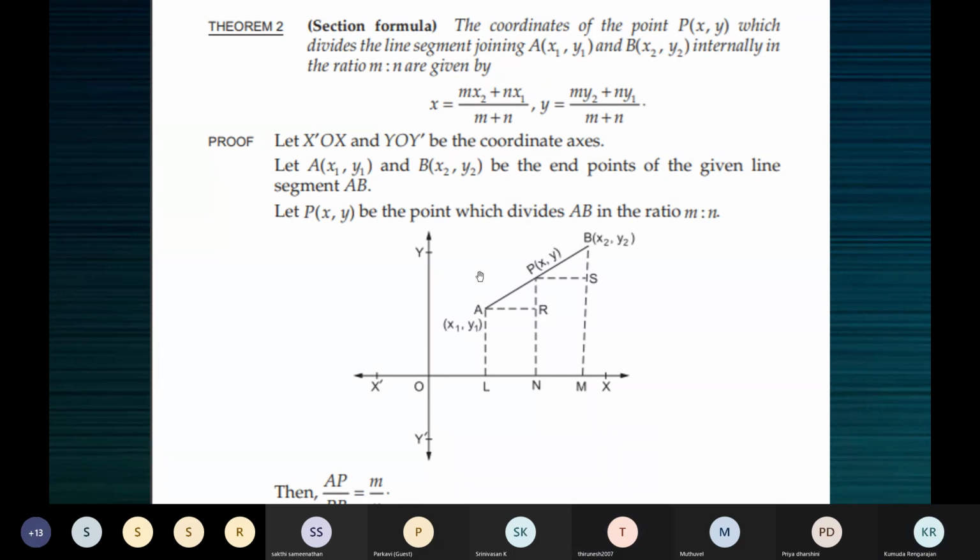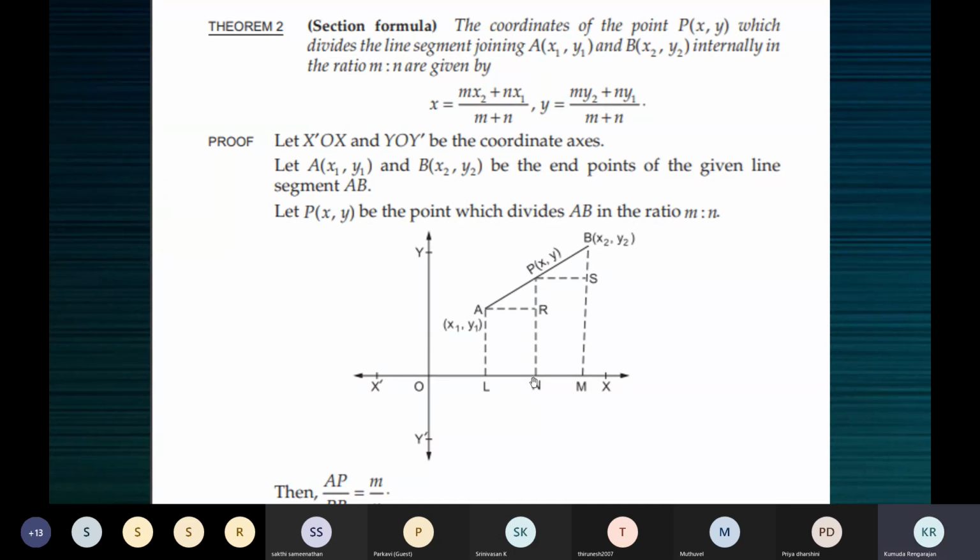Y1. Because X1, Y1. So this is X1, from here to here. And this is Y1, which means this is Y1. This is Y1 and this is X1. It's marked X1 here and Y1 here. That's why this point is (X1, Y1). So this one is Y1.